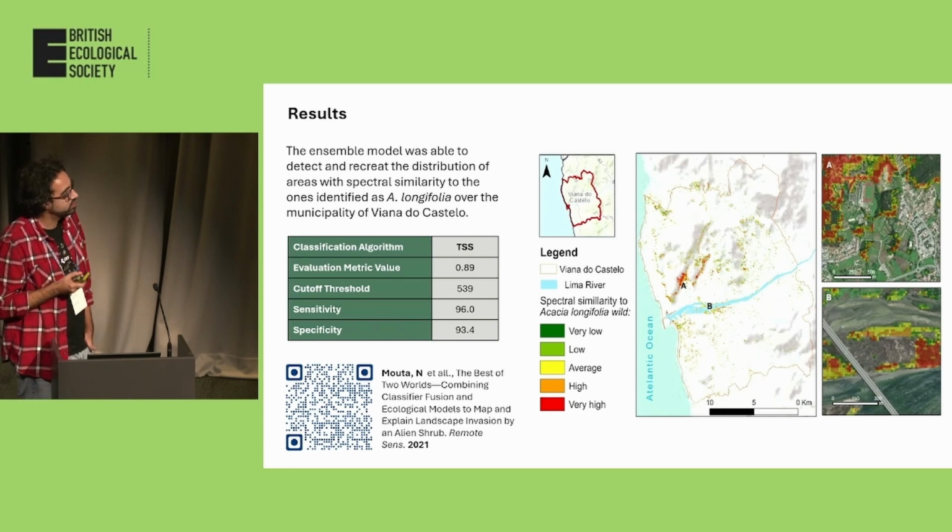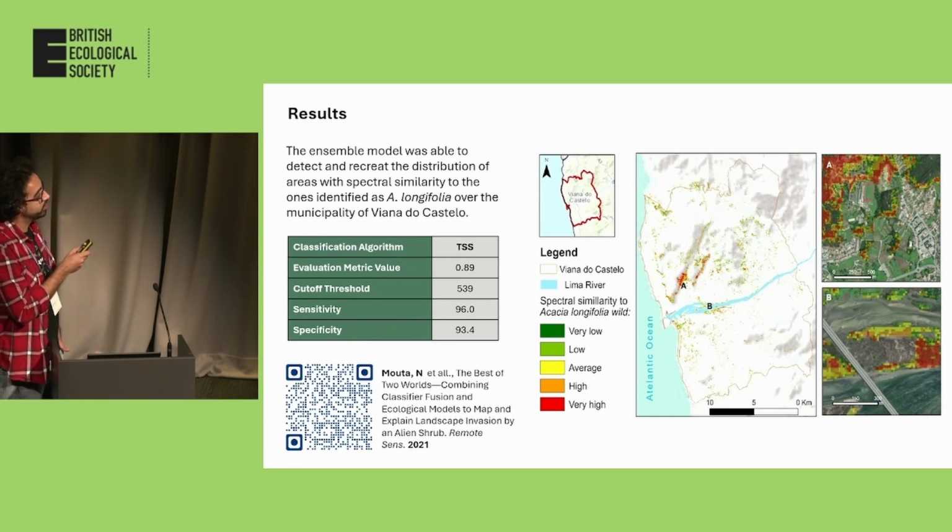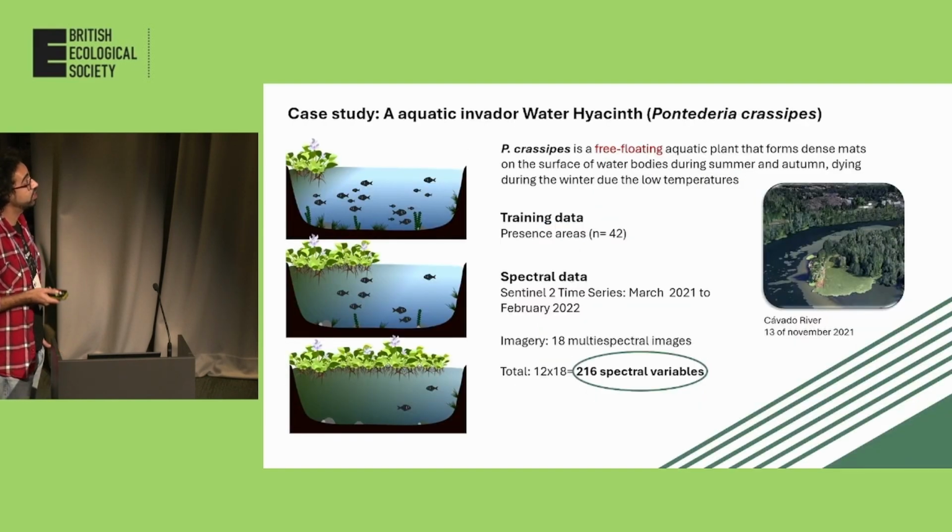Red areas are really similar areas, and dark green are areas that are a little bit similar, but even so can help us to prioritize areas that we should look at and think about the possible expenses that we need to have to control the species. The other work is with water hyacinth, a free-floating species. So it's a moving target. By being a moving target, we can't use static presence areas.